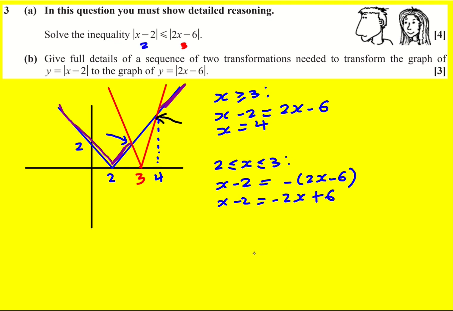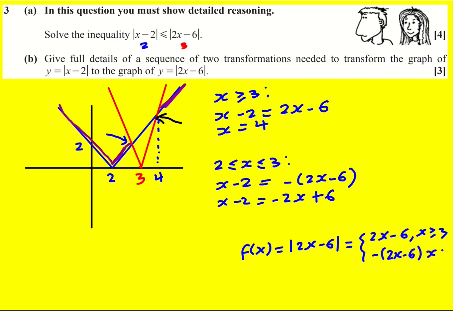Let me give you a little bit more info on that. So if f of x equals the modulus of 2x minus 6, then it's actually going to equal 2x minus 6 when x is greater or equal to 3. And then when x is lower than 3, it's going to be negative inside, which means the modulus function makes it negative here, which gives me minus 2x plus 6. So I've just gone straight to it in this equation, but that's a little bit more background info.